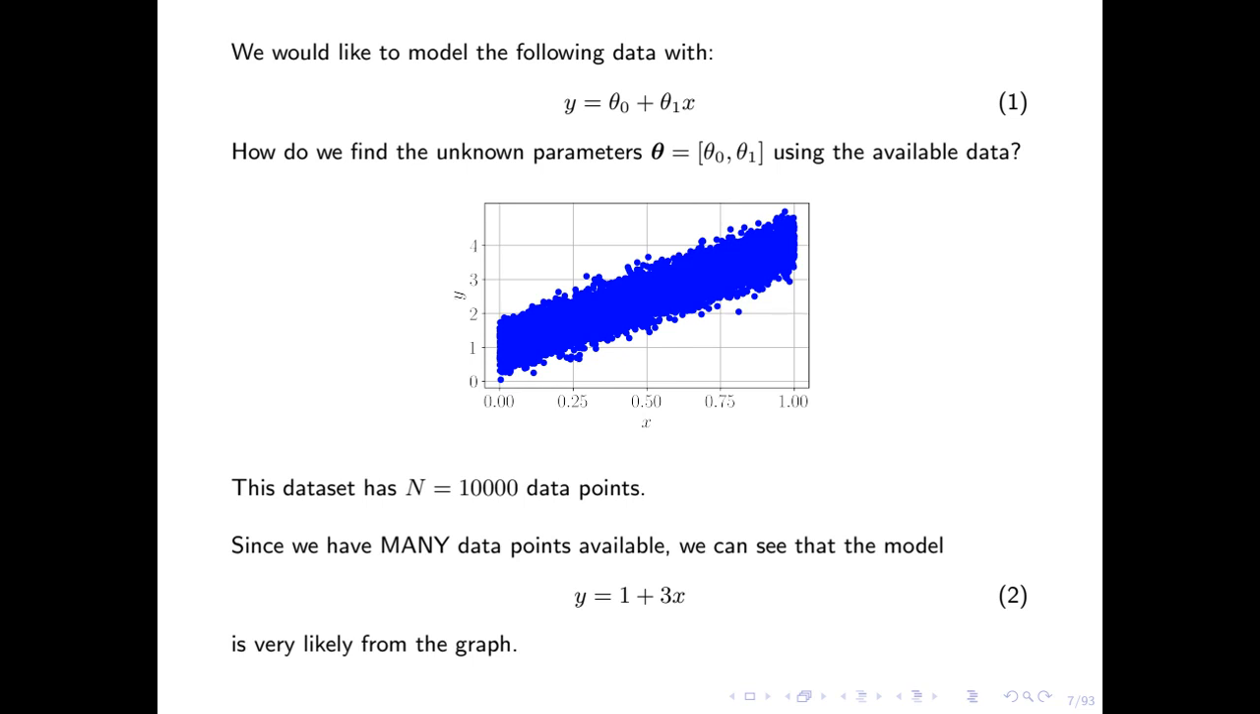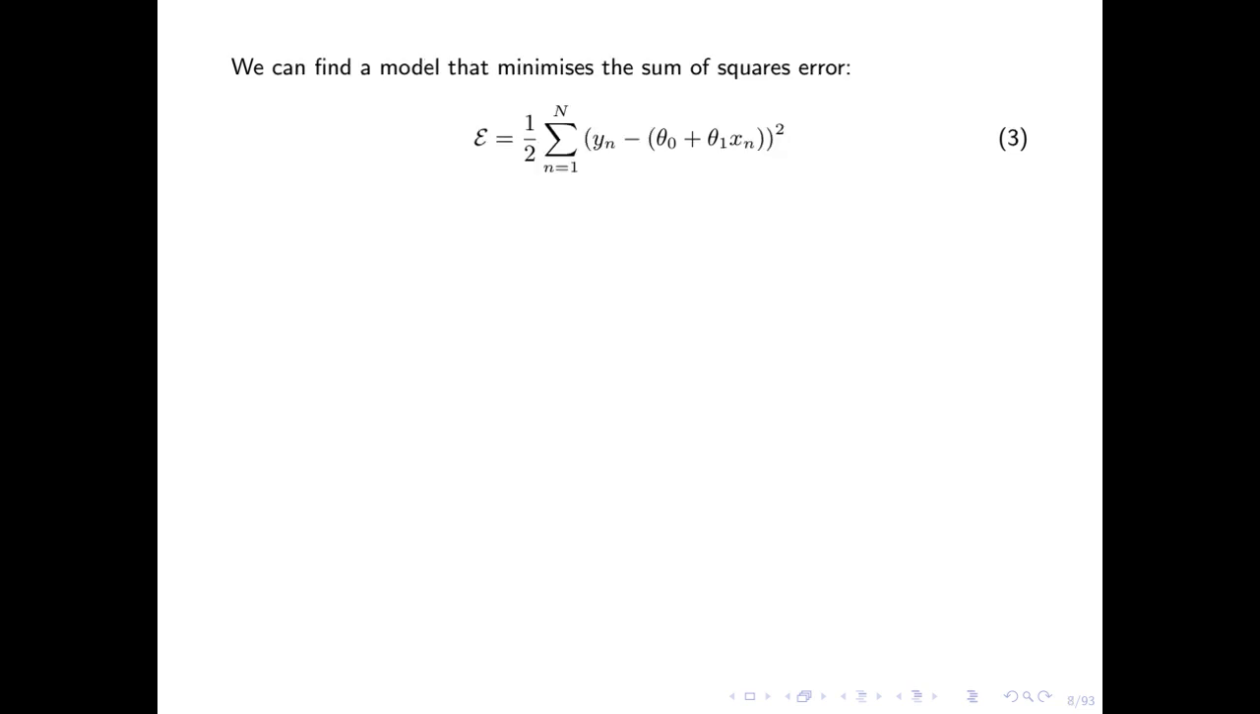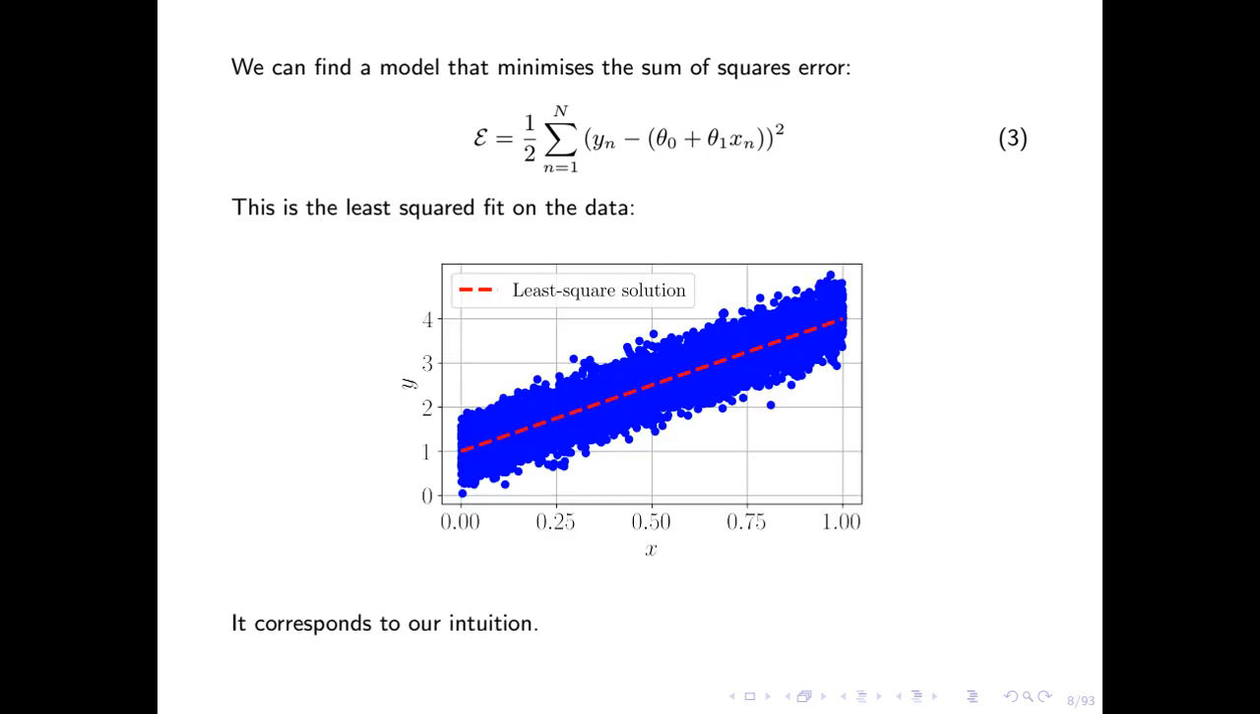If we want to formalize this a bit, we can identify some loss function that we want to calculate. In this case, I'm going to minimize the sum of squares error, which is a very common loss function in modeling. If we minimize the mean squared error in this case, we would get the line with theta 0 equal to 1 and the gradient equal to 3. So it matches our intuition.